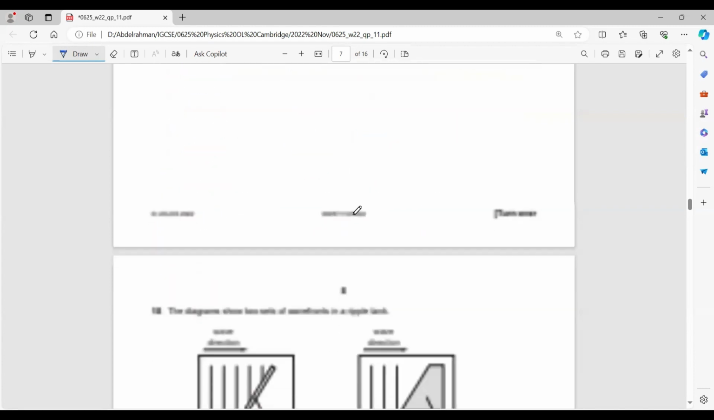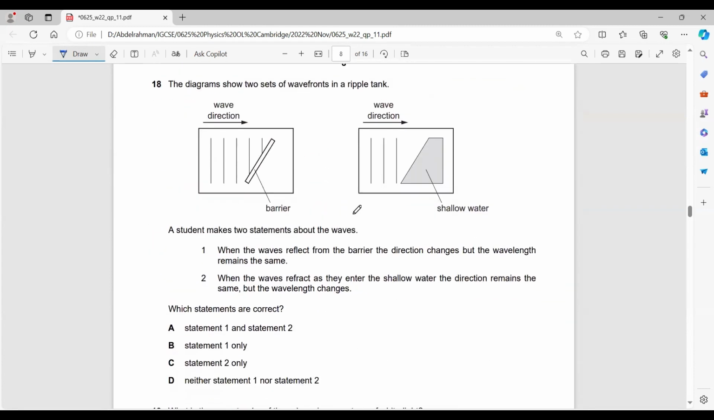We have two sets of wave fronts in a ripple tank. We have a barrier in the first case. In the second case, we have shallow water. The student makes two statements about the waves. When the waves reflect from the barrier, the direction changes, but the wavelength remains the same. In reflection, definitely the wavelength remains the same. So the statement is correct.